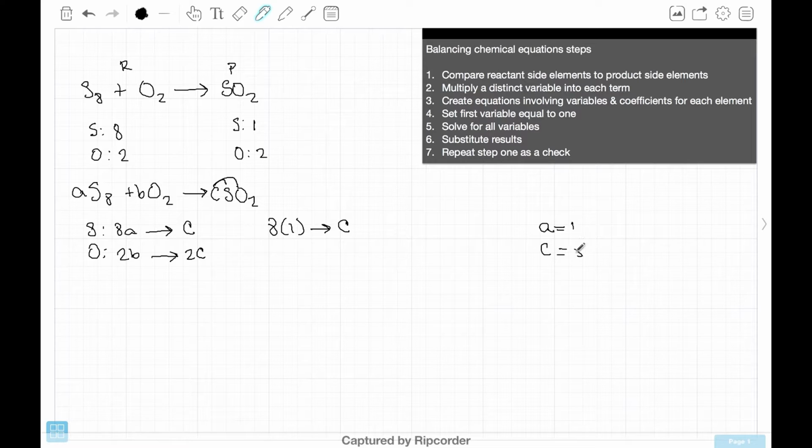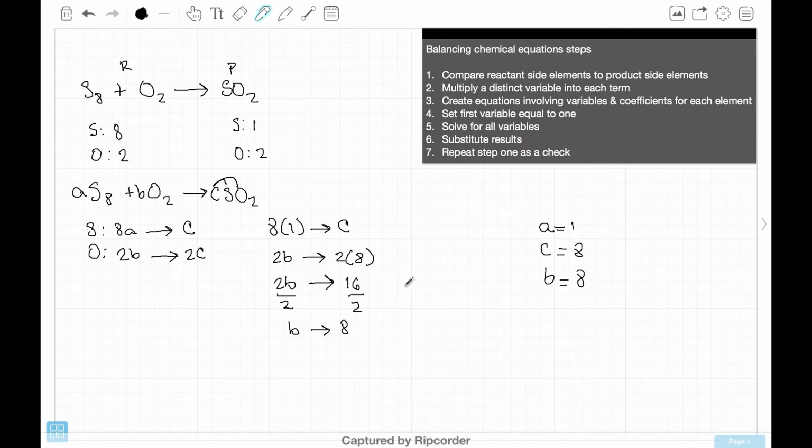And solving for B, well, you have 2B equals 2 times C, but C is 8, so 2 times 8. So now you have 2B equals 16, divide through by 2, and you have B gives you 8. So B is also 8.